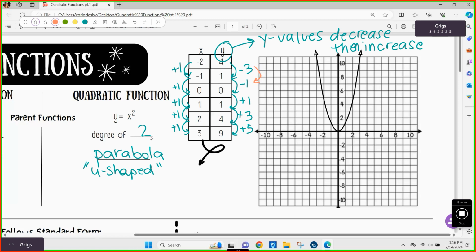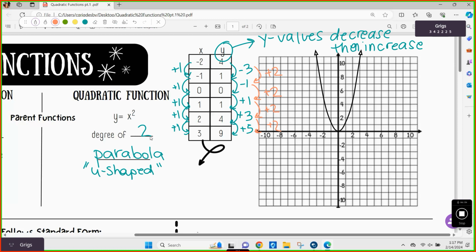-3 does what to become -1? +2. We're adding on. -1 does what to become +1? +1 does what to become +3? +2. 3 adds 2 to become 5. So, because quadratic functions are a degree of 2, the constant rate of change happens in the second layer. So, full circle, right? Crazy.